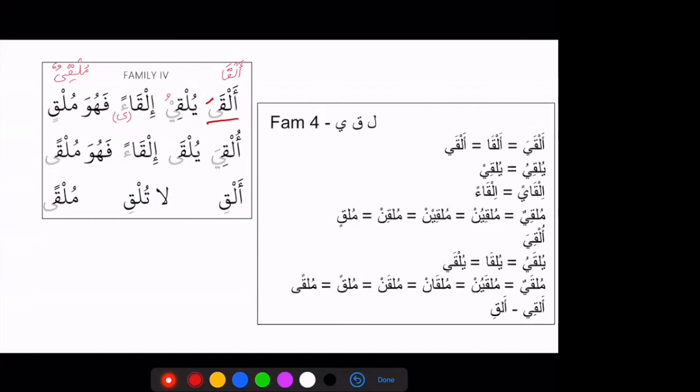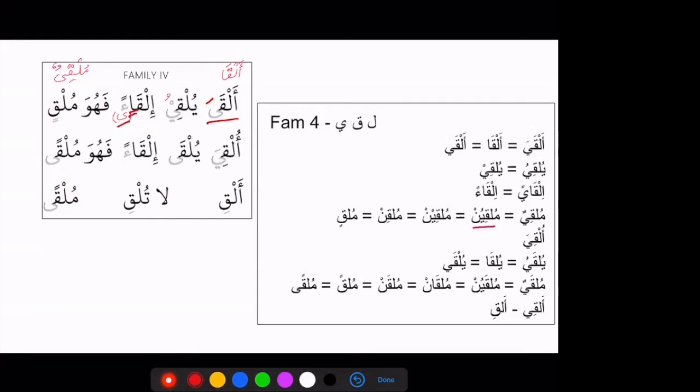You'll see it is yulqi, but because of the kasra in the letter before the weak letter, this becomes a sukun. So it becomes yulqi. Very good. Then ilkayan. You can't pronounce ilkayan, so it changes into a hamza. Before the weak letter, if we have alif in masdar, then it is going to change into hamza.